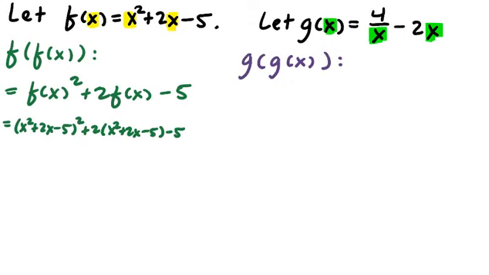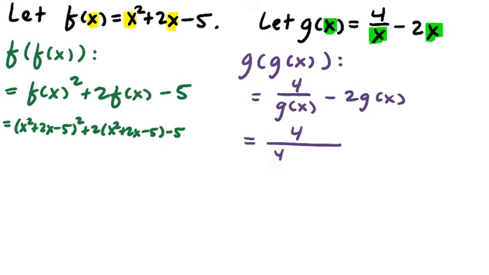All right, and if we wanted to do g of g of x, wherever I see x in green, I'm going to replace that with g of x. So that's going to be equal to 4 over g of x, minus 2 g of x. And we can do that: 4 divided by 4 over x minus 2x, minus 2 times 4 over x minus 2x. Just like that. Don't try to do any additional algebra steps. Just write down a formula that's valid.